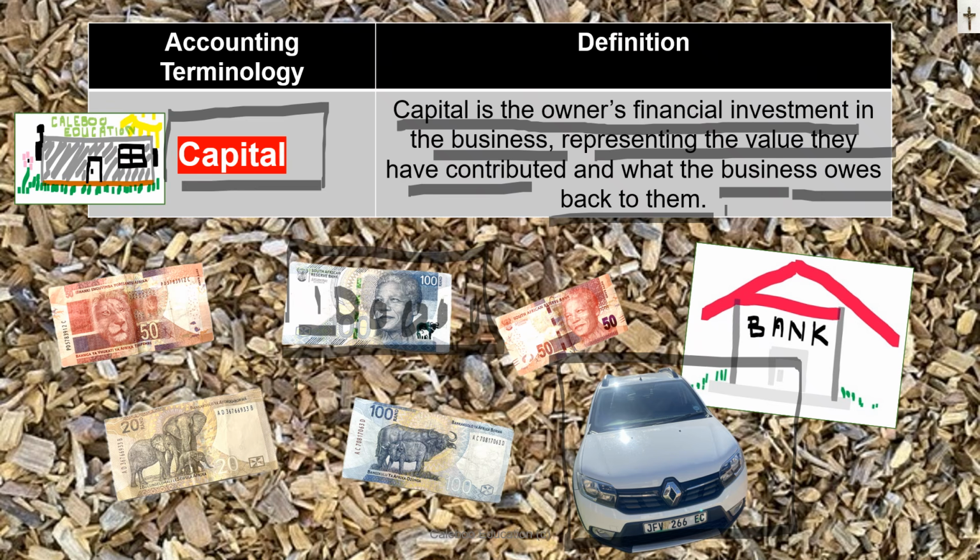The money that they put in, obviously you're going to use this money to buy certain items that you need to operate the business. But the money that's invested by the owner into the business is the owner's interest in the business. Capital, that's one of the owner's accounts. What the owner puts into the business is known as capital.